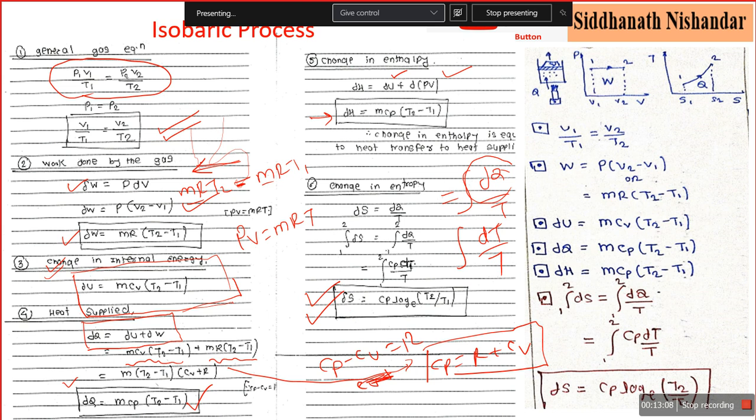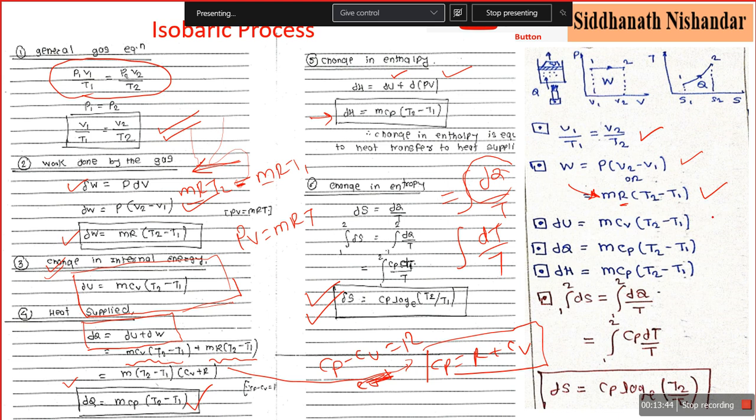Just see the right column and summarize these formulas for isobaric. General gas equation: V1 upon T1 is equal to V2 upon T2. Then work done is simply P (V2 minus V1) or mR (T2 minus T1). These two formulas are needed for solving numericals. If the volume is given, we can calculate work done. If the volume is not given, but both temperatures and the characteristic gas constant R are given, we can also calculate the work done. So remember these fundamental formulas.